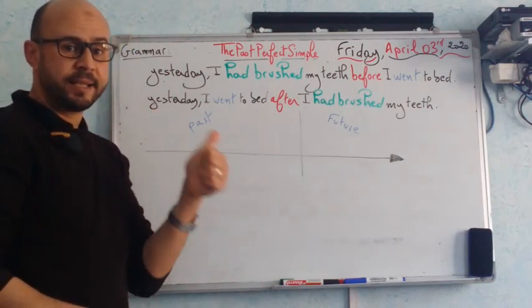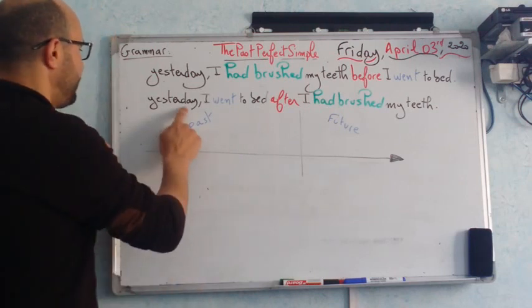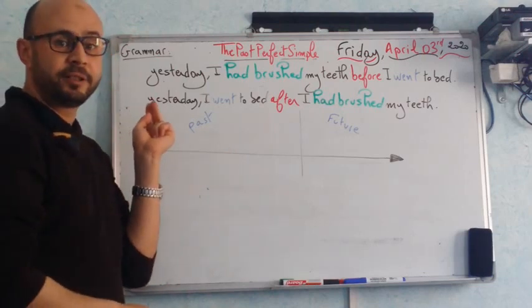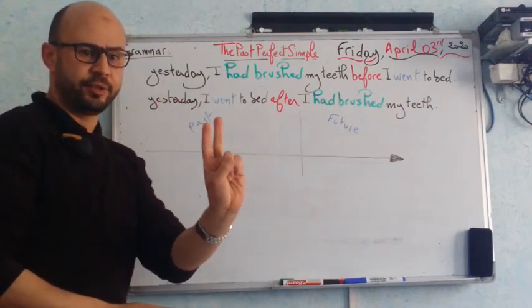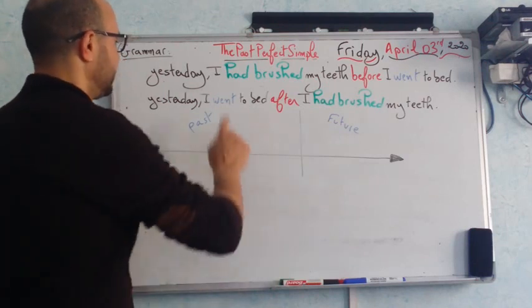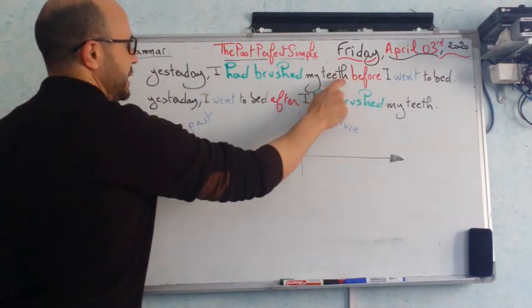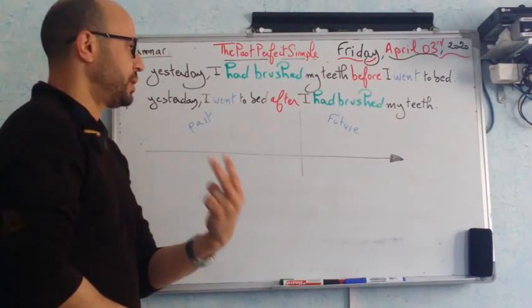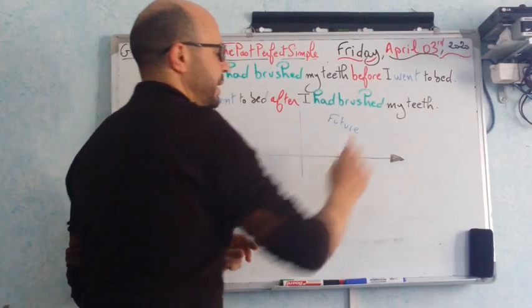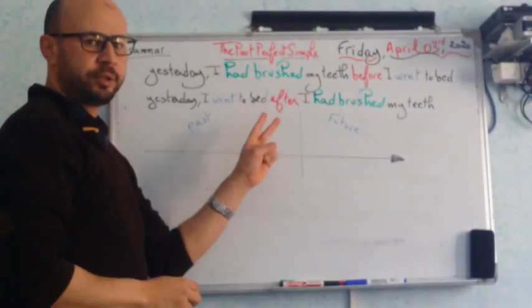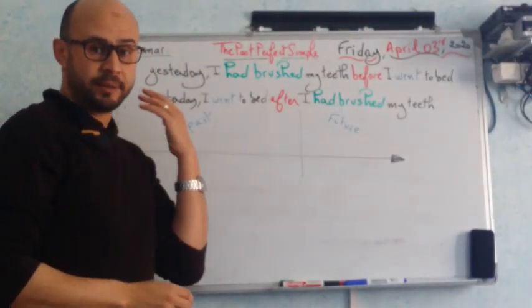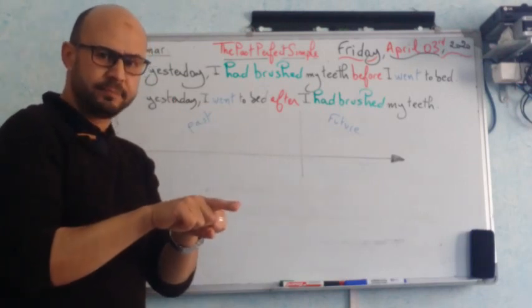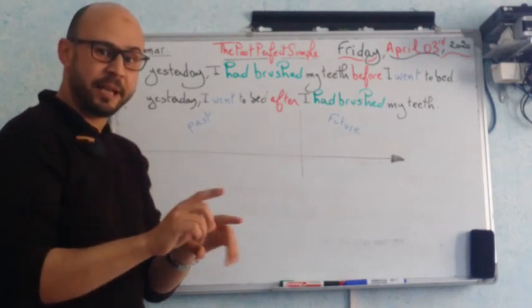Very good. So the sentence took place in the past because we have yesterday. This is the first element. Second element is that we have two actions. What is the first action? I had brushed my teeth. Very good. This is the first sentence, first action. Second action or second sentence, I went to bed. Good. So both actions happened in the past. Did they happen at the same time? No, it didn't happen at the same time.